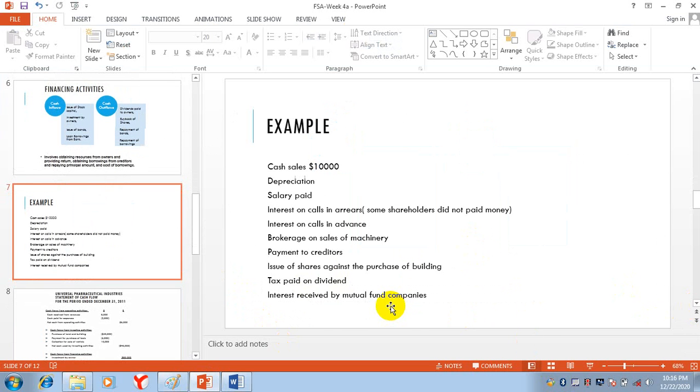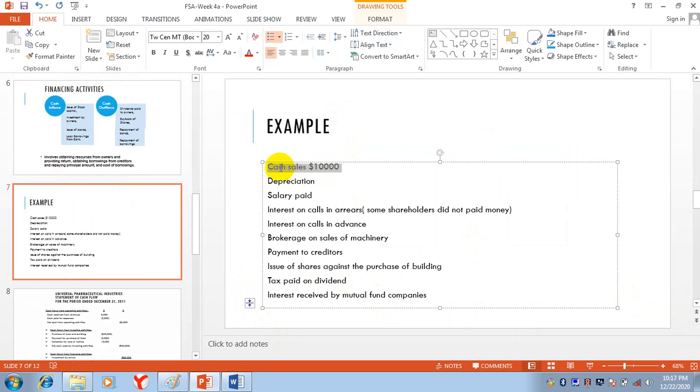Now we will take an example. Suppose there is a cash sales of 10,000. So what will this be? Operating activity, financing activity, or investing activity? Cash sales is operating activity.